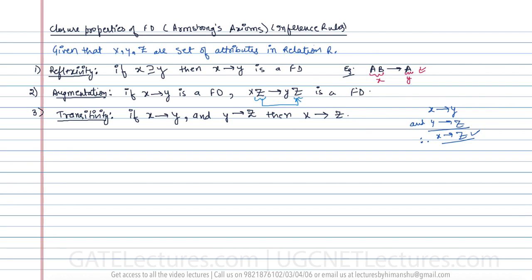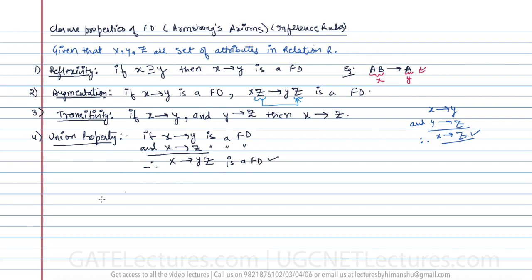Then the next property is the union property. What is the union property? If X determines Y is a functional dependency and X determines Z is a functional dependency, therefore you can union these two functional dependencies and say X determines YZ. This is called the union property.